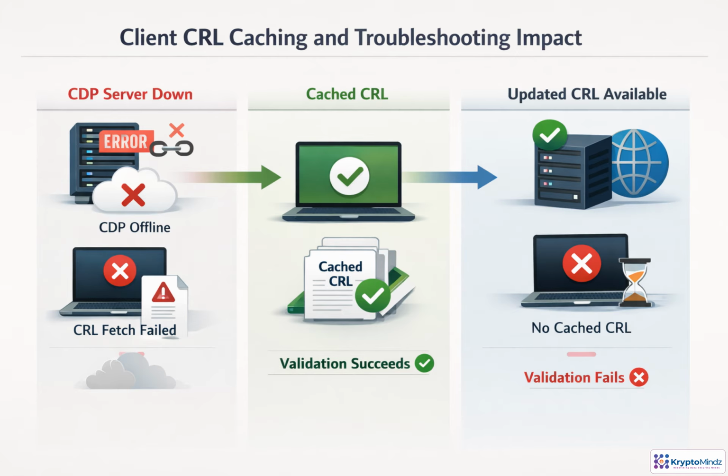CRL caching explains why some clients fail while others work. Think of it like a local photocopy of a document. If the CRL distribution point goes down, any client that already cached a valid CRL can keep using that copy and still validate certificates. Another client with no cached CRL has to contact the broken server and fails. That's why CRL issues can appear random. When troubleshooting, test from multiple machines and consider what each client may have cached.